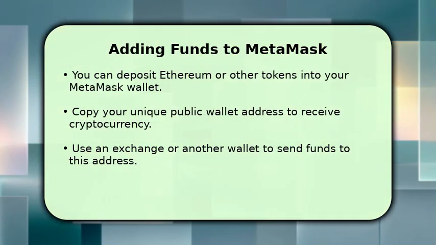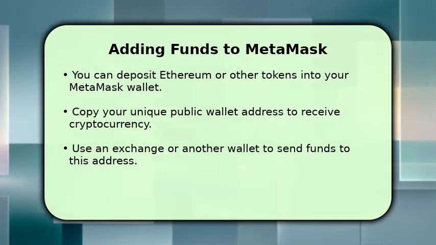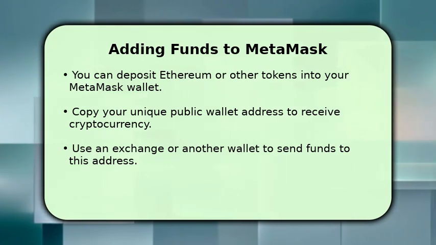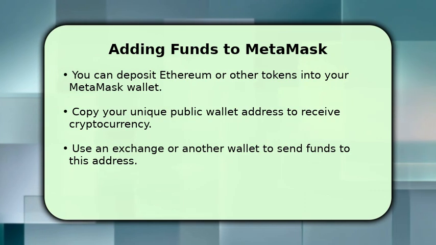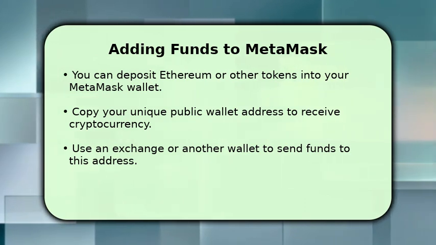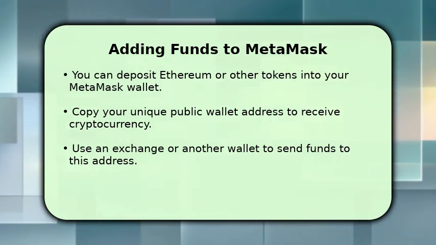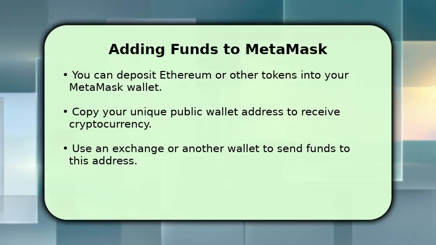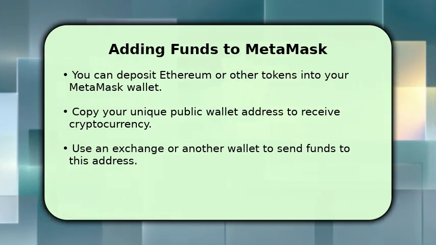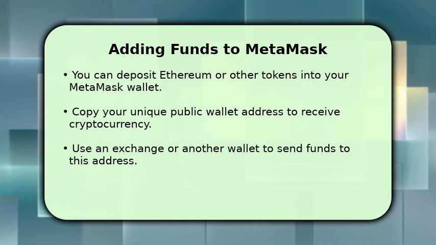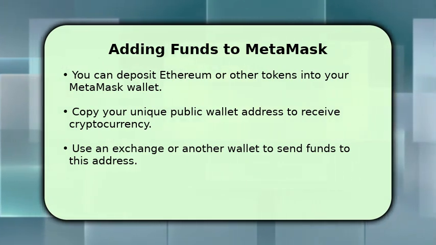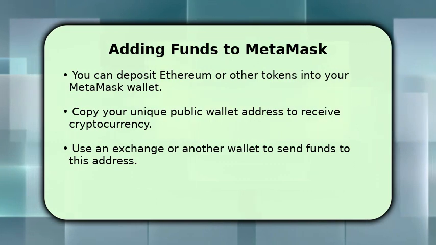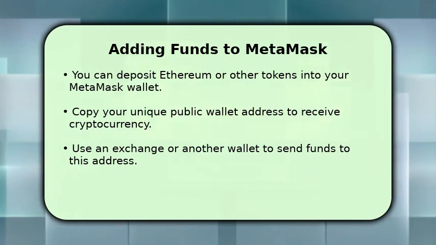With your wallet created, the next step is to add some funds. You can deposit Ethereum or any other compatible token. To do this, simply copy your unique public wallet address, which you can find at the top of the MetaMask interface. Then, use a cryptocurrency exchange or another existing wallet to send your desired assets to this address. It usually takes just a few minutes for the transaction to confirm.